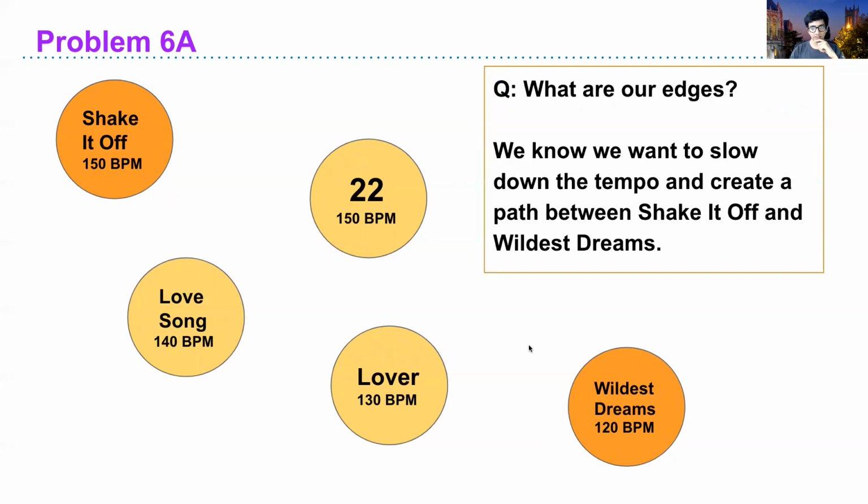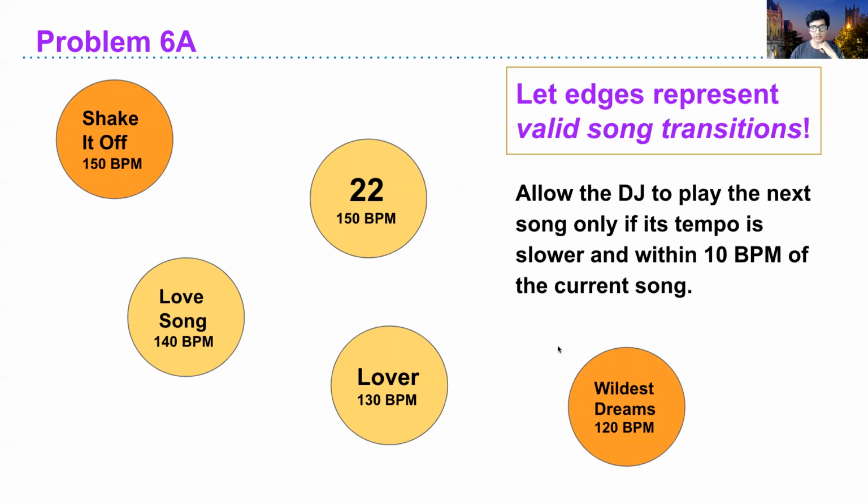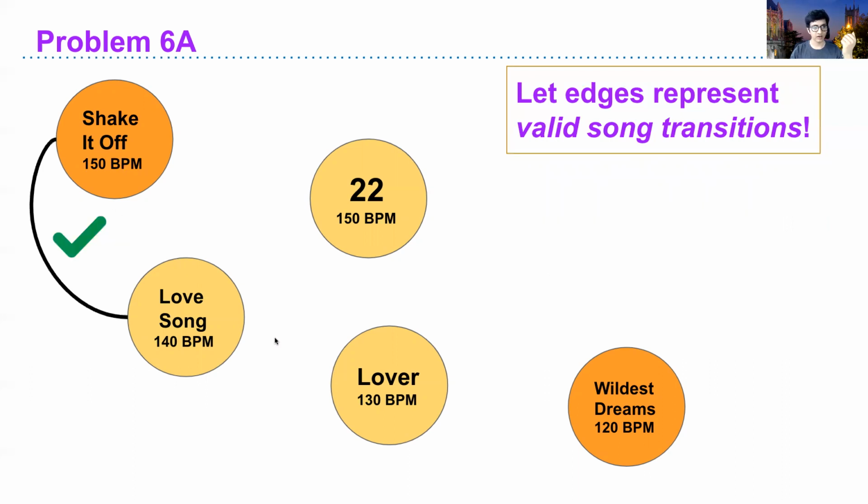Right. Now, next, let's think about our edges. So what edges can we have that can help us get from Shake It Off to Wildest Dreams really quick, right? So we can think of having edges which have valid song transitions. So for example, say from Shake It Off to Lover, which would have a difference of 20 BPM, and that would not be a valid transition. However, from Shake It Off to Love Song, that would be a valid transition because the difference between both of their BPMs is 10.